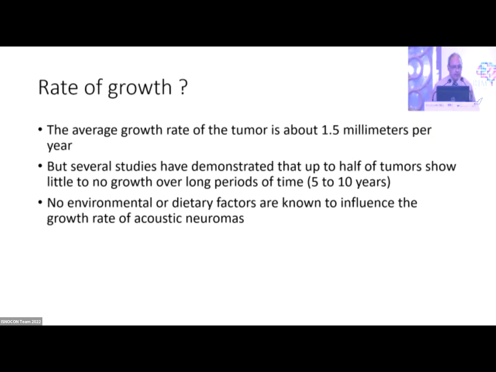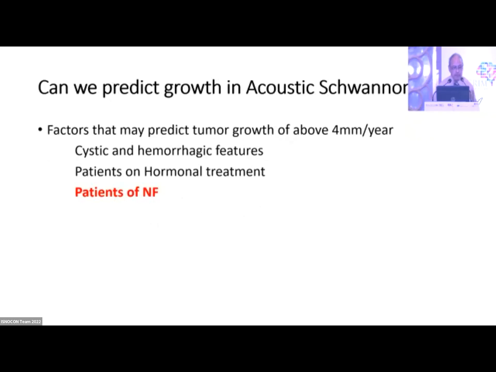So, what is the rate of growth? First, let's learn ourselves. The rate of growth of acoustic neuroma has been found to be 1.5 millimeters per year. And then there are studies which say that over 5 to 10 years, nothing grows in some of the tumors. So again, it is a varied basket of tumors, and the dynamics are sometimes different. And there are no environmental or dietary factors which influence the growth.